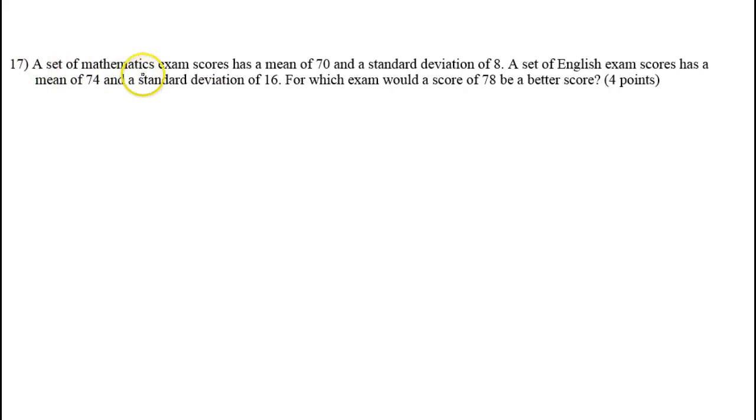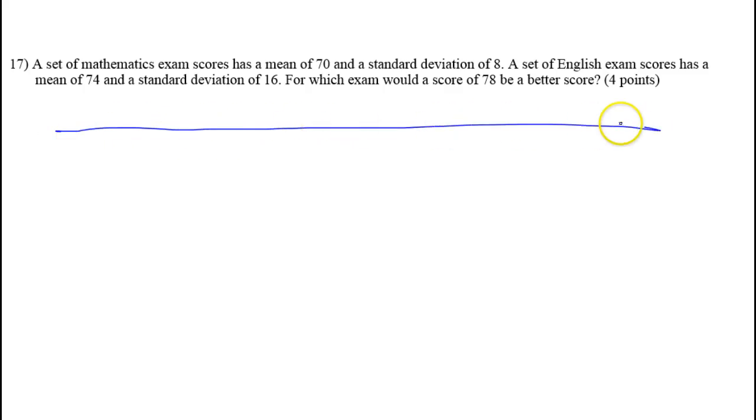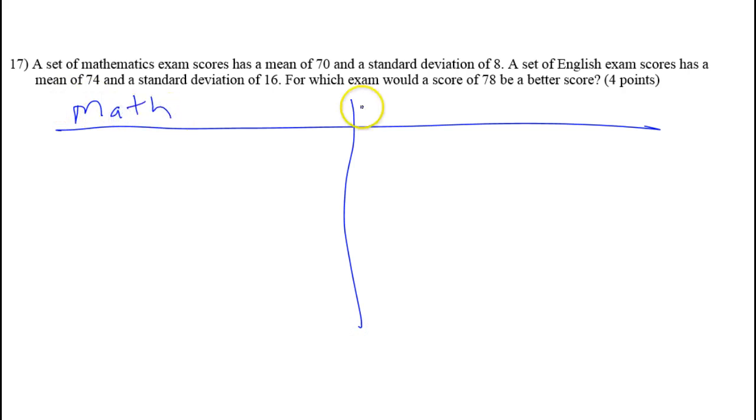Okay, a set of mathematics exam scores have a mean of 70 and a standard deviation of 8. A set of English exam scores have a mean of 74 and a standard deviation of 16. For which exam would a score of 78 be better? So we have two situations. We have the math exams and we have the English exams.